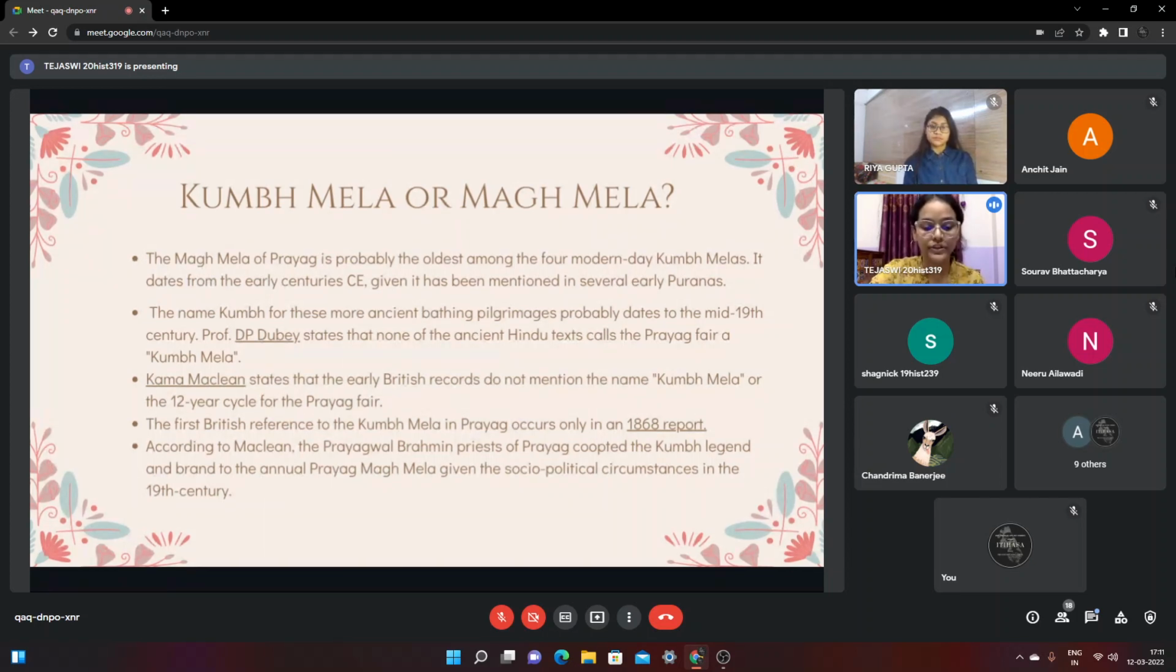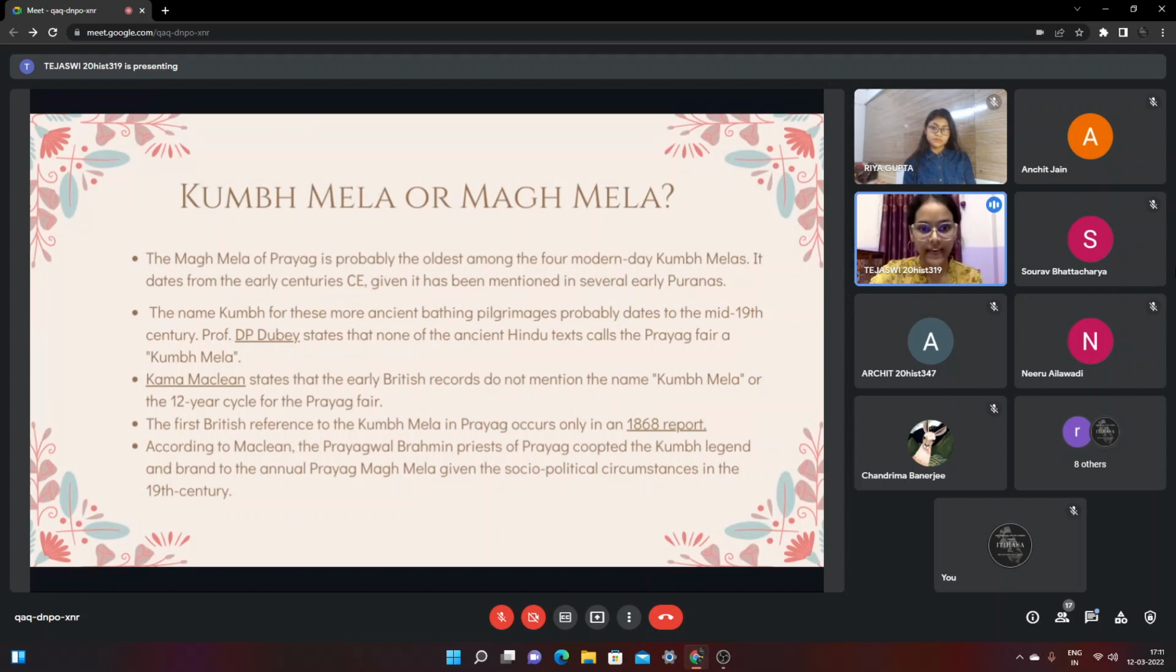the need for increased pilgrimage and sanction controls at the Kumbh festival to be held in January of 1870. Kama MacLean states that the early records do not mention Kumbh Mela or the 12-year cycle of the Prayag fair. I forgot to mention this earlier, but the Mahakumbh or the Kumbh Mela in Prayag, as the UP Chief Minister has now renamed it, happens at a cycle of 12 years.